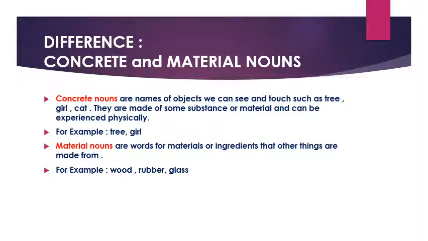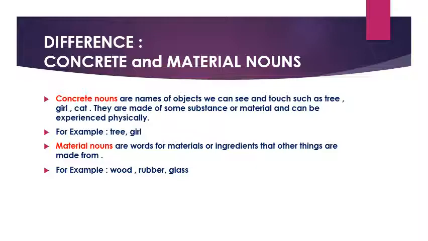How can you differentiate between concrete and material noun? As we talked about, concrete nouns are the nouns which can be touched, which can be felt physically. At the same time, material nouns also can be touched, can be seen, can be felt. So let us see the difference here. Concrete nouns are the names of objects which can be seen, touched, like tree, like girl, like any animal, and they are made of some substance or material.